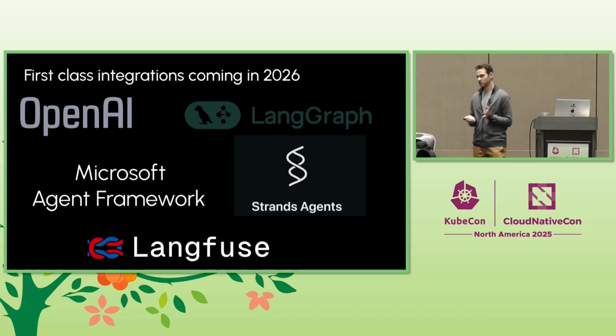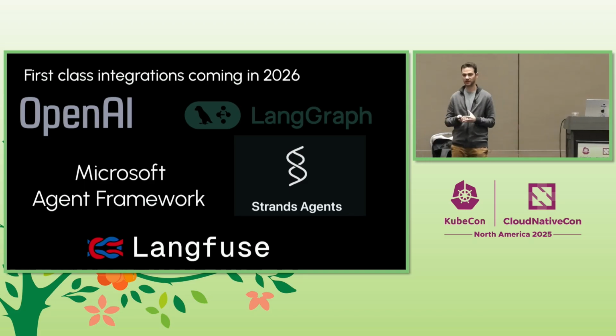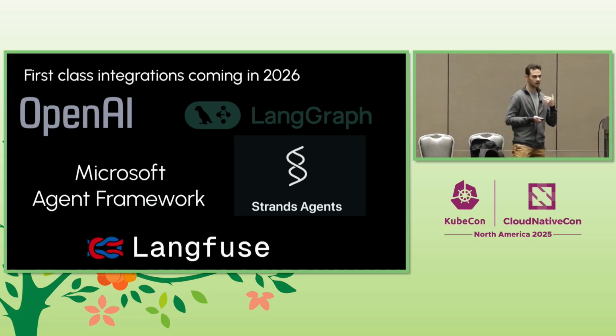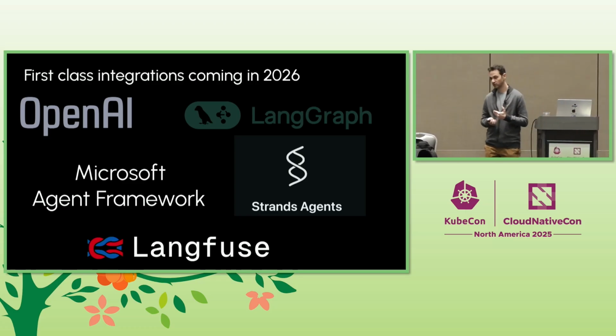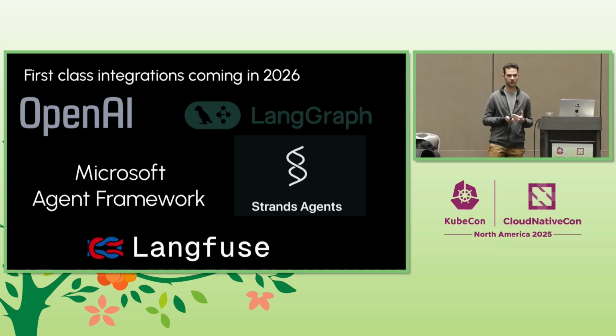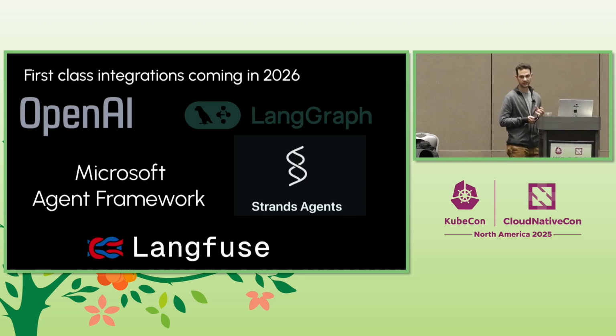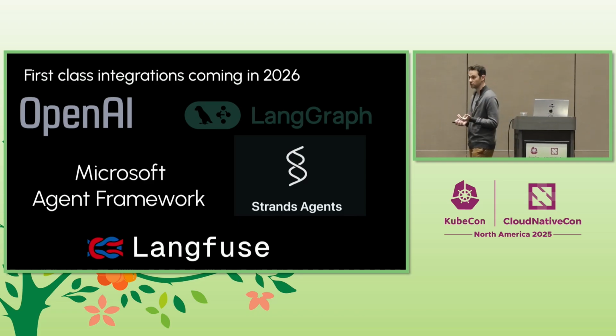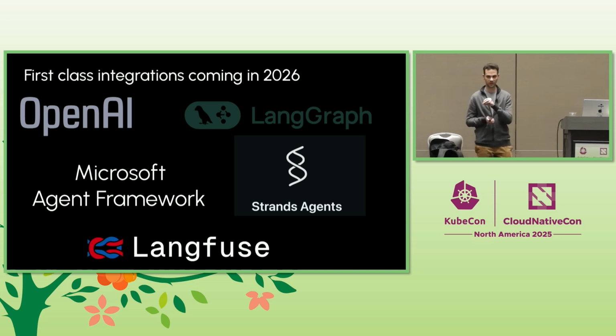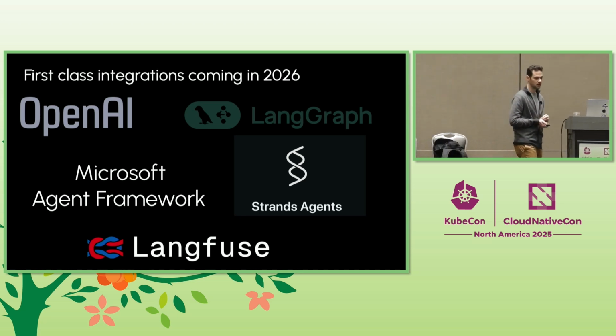But Dapr Agents cannot be the only game in town. We can't expect everyone to basically just layer on Dapr Agents. And so what we're going to be introducing beginning 2026 is a major piece of integration with most of the leading agentic frameworks. And some of them are actually coming very soon in 2025. I'm going to be showing a sneak peek of what we're doing with LangGraph here.